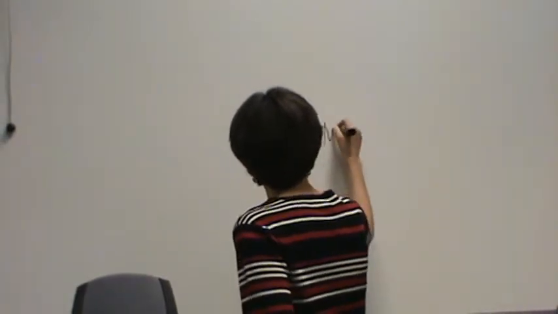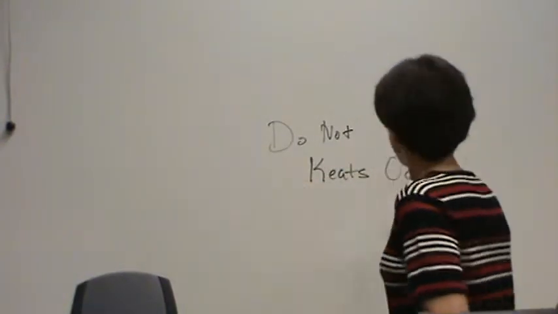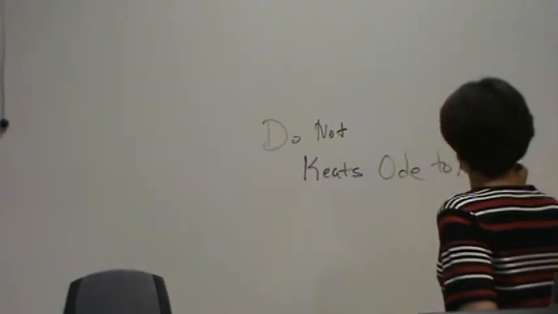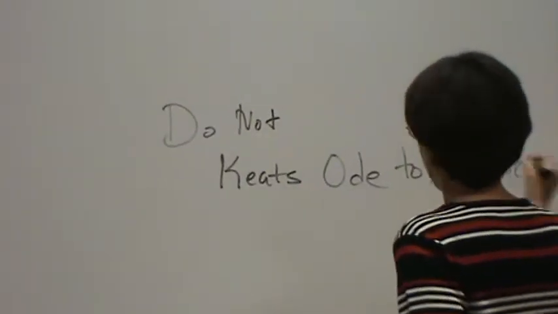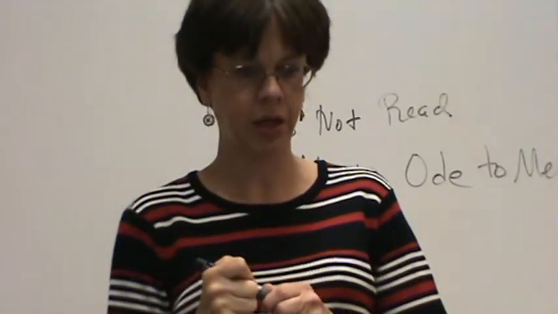On Wednesday, we will cover Keats' Ode on a Grecian Urn. On the next day on the syllabus, it has Keats' Ode to Melancholy. We will not do Ode to Melancholy. You are welcome to read it, but do not read it for class. We'll skip that, because we just need one Keats poem, and really Ode on a Grecian Urn is enough.